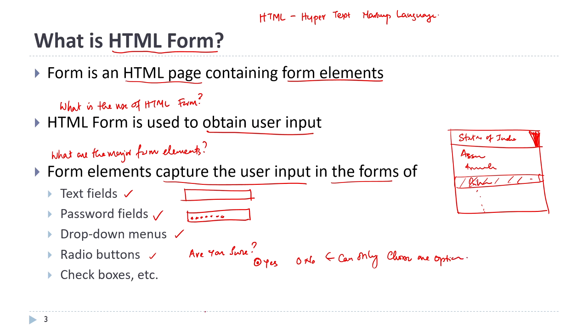Whereas check boxes are like, your favorite color or colors. You have white, black, red, blue, green, etcetera, and you can tick a couple of them, so you can have multiple selections. That is what you call a checkbox.